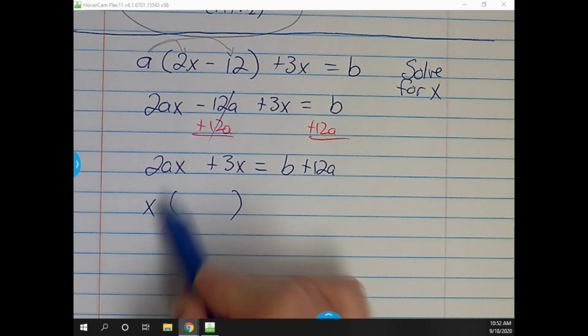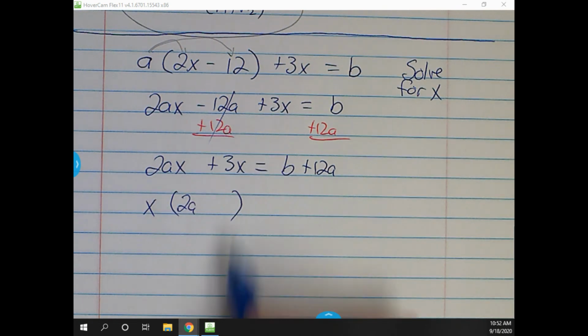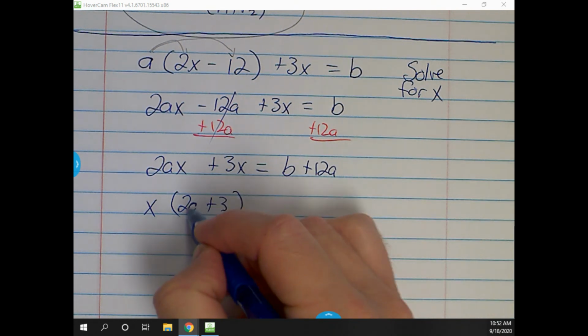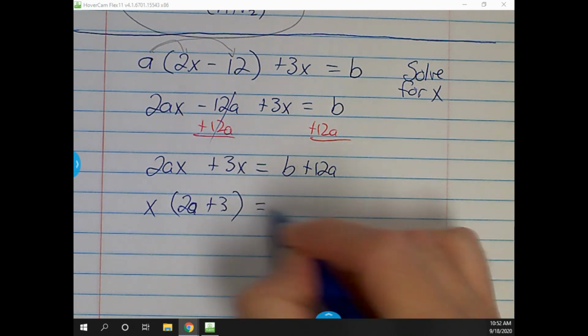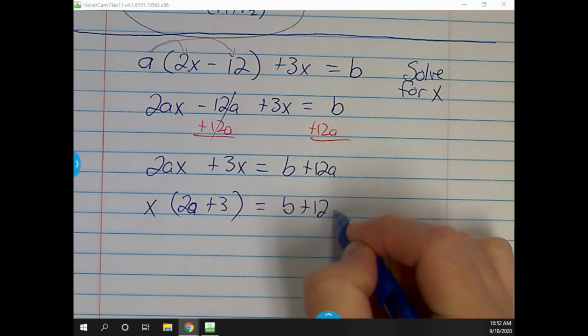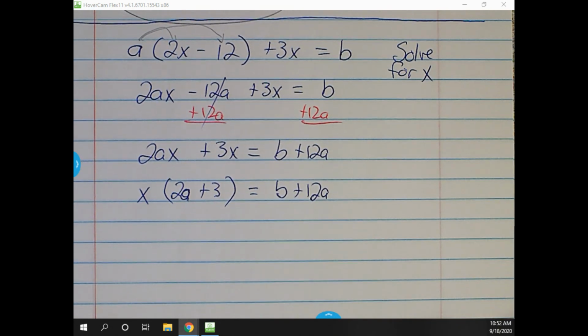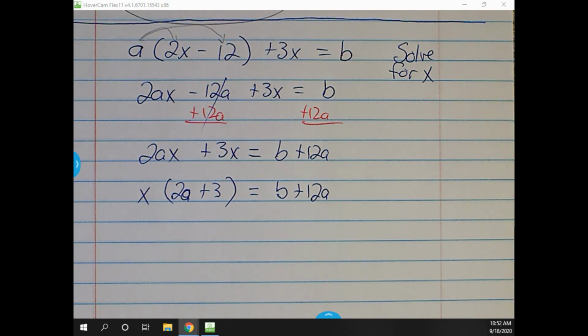We'll take the x out here. That's going to leave you with a 2a. Take the x out here. That's going to leave you with a 3. So anytime that they're asking you to solve for a specific variable, anytime you see two variables, it's almost always going to be like that. You're going to take out the variable and you're going to tell me what's left over. Once you've done that, this is x times that 2a plus 3.